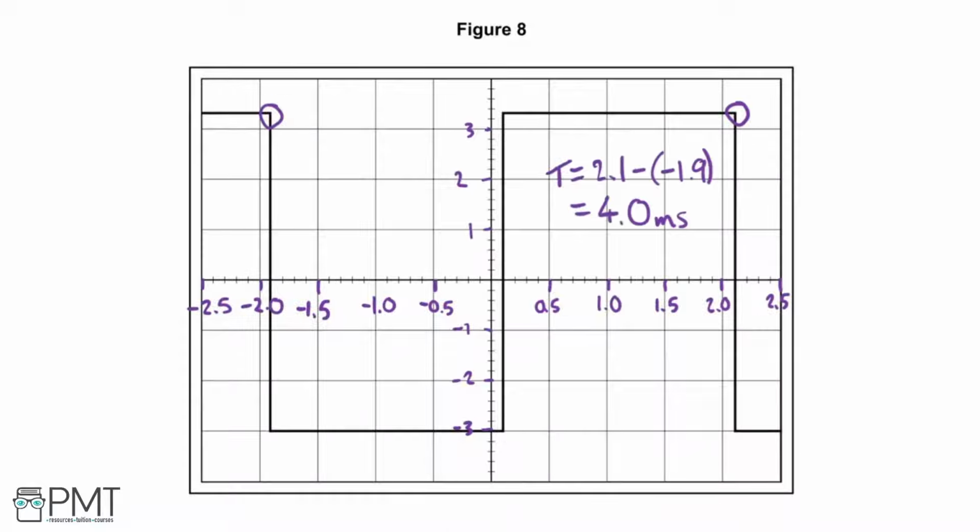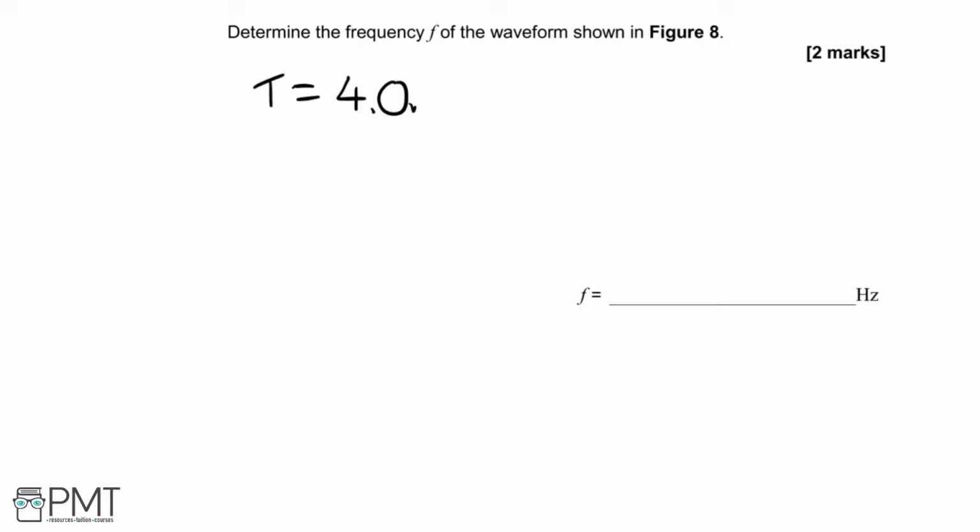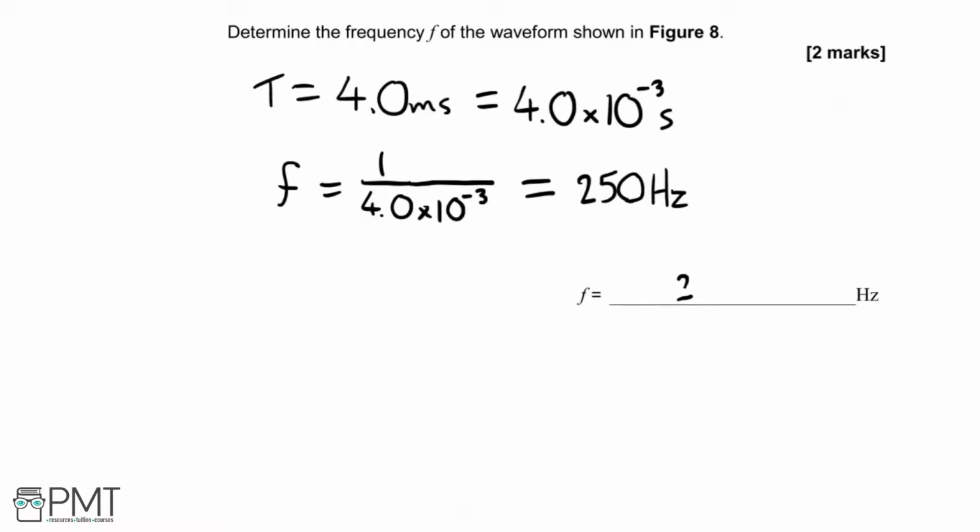And don't forget that's in milliseconds. So that's a 1,000th of a second. We then want to find the frequency, which is the inverse of that number. So it's 1 divided by that time period. So let's write that in our answer space. So 250 Hertz there. Our first mark is going to be for correctly identifying the time period, and our second mark is going to be for correctly calculating the answer of 250 Hertz. So 2 marks there.